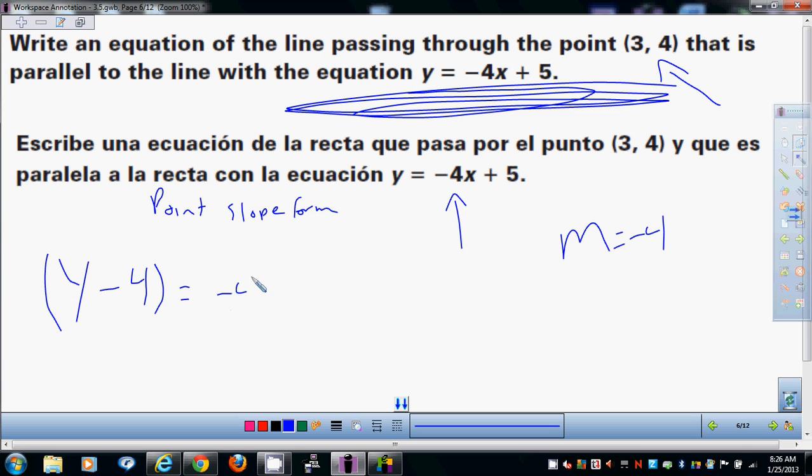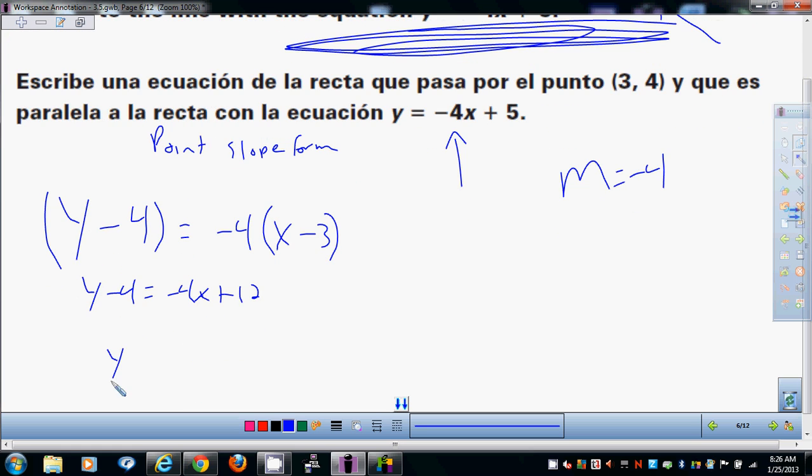Now for the equation, they pretty much always want it in slope-intercept form. So all we have to do is solve for y. So that's going to be y minus 4 equals negative 4 times x, negative 4 times negative 3. Now what do I need to do to solve for y? Add the 4 to both sides. Is that negative 4x plus 16? And you're done.